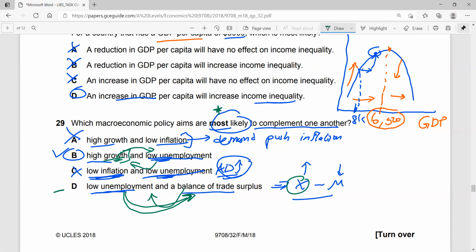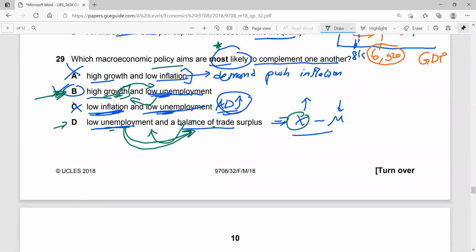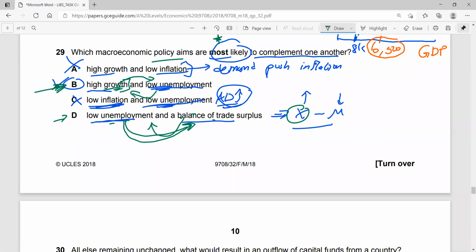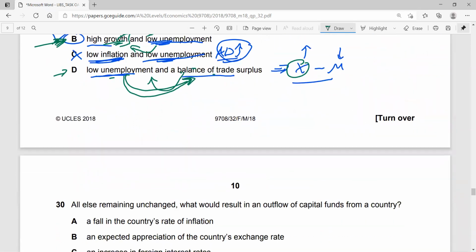So that's why, while this could be correct in some cases, it is definitely a possible situation to have both of these policy aims side by side. But this is just the more likely one. It's the more conventional one and the stronger link, which is why we'll go with these. These are the MCQs, which are a little more tricky because they're most likely.